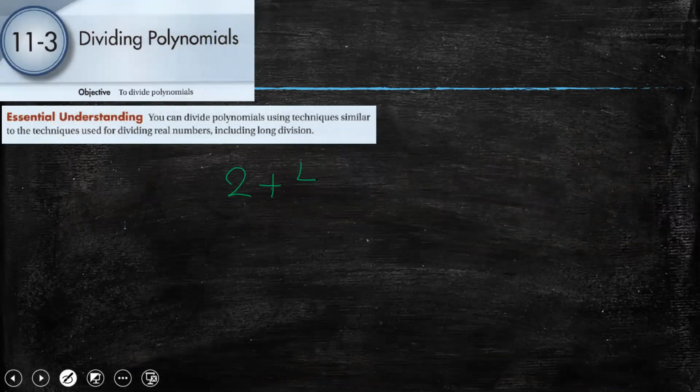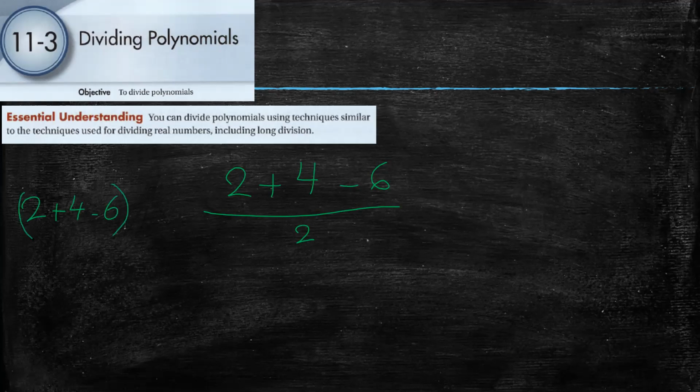2 plus 4 minus 6 as an example. These are divided by 2. It can be written in this form, or like this here. In both of them, we can say 2 plus 4, let's make it 8, or this is 8 here. So 8 plus 4 is 12, minus 6 is 6, over 2 is 3. This is one way.